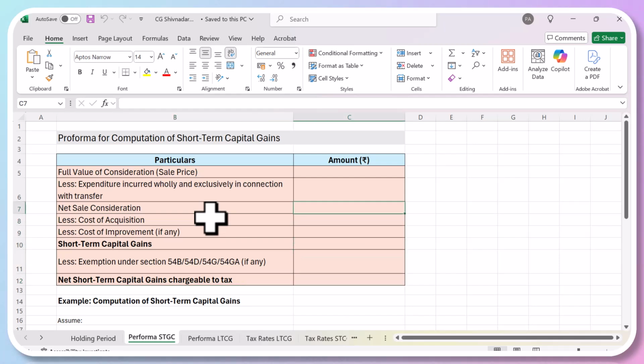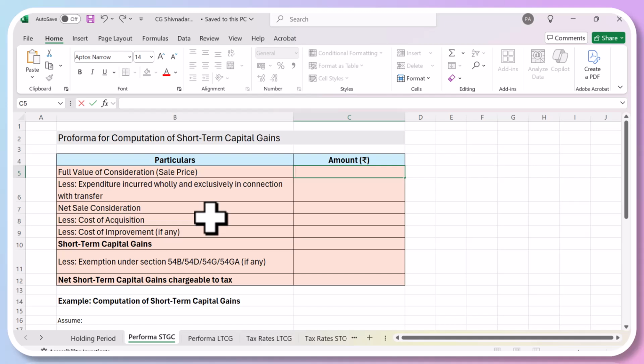So, you start with the full value, at what value you have sold your asset. Then any expenditure which you have incurred in connection with transfer, like suppose you have paid some brokerage for selling your asset. For example, you were owning a building and you sold it to someone, so you generally pay a brokerage to the consultant or the property agent, so you can reduce that. Then the net sale consideration.